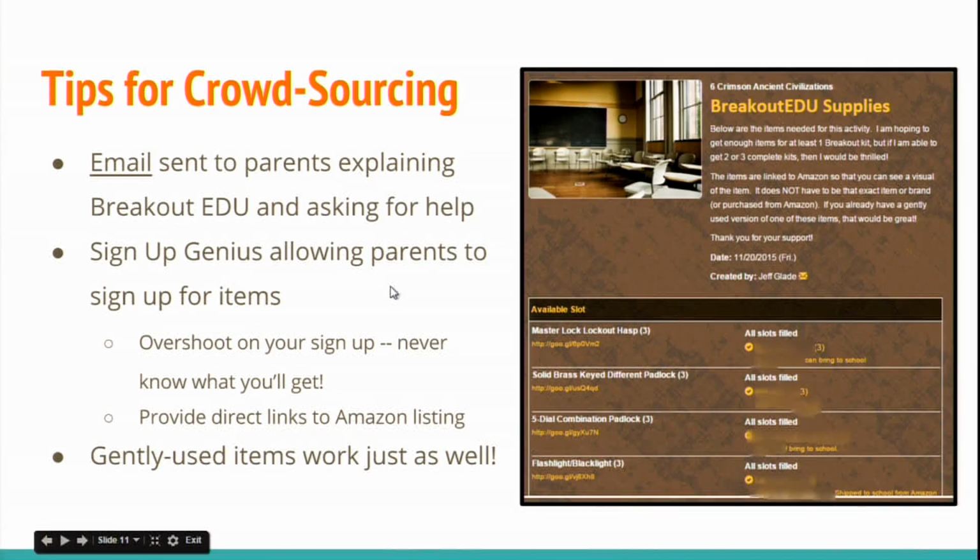And the cool part about doing it in the way that I did was I did a Sign Up Genius. If you've used that before, cool little website. You can just list whatever you need and then how many of those things you want, and parents sign up for it. So here's a screenshot of what I had done. I master lockout hasp 3, and then I put a shortened URL there that takes them directly to Amazon so they could see what it was, and then they could sign up for it.